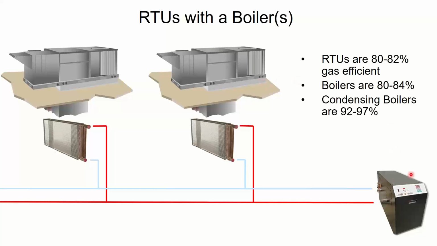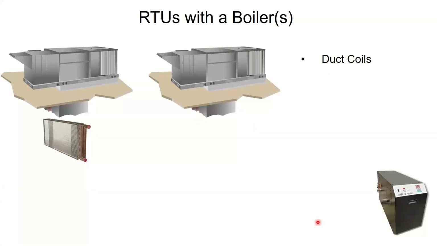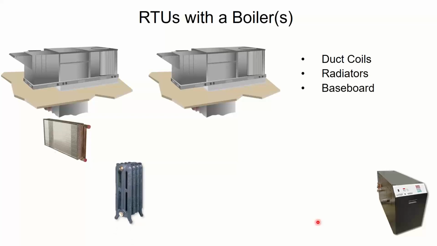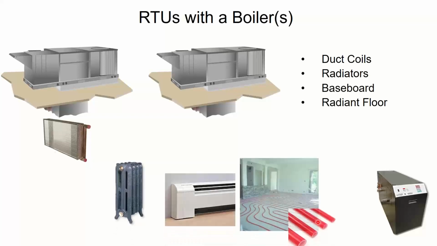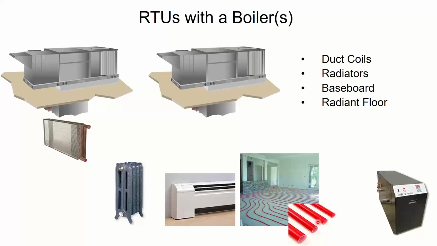So instead we have an indoor boiler that's condensing, and those will be typically 94, 95, sometimes even 97% efficient. And that guy can be crazy efficient, and then we'll just send hot water over to the duct system. So we can have that boiler feeding duct coils. We could also have it feeding radiators in the building. That's fine too. Baseboards, radiant floor systems, right? We can do any of those kind of things with a boiler.